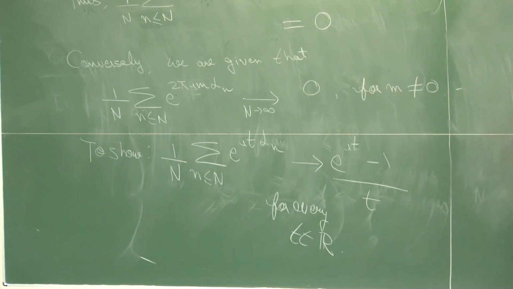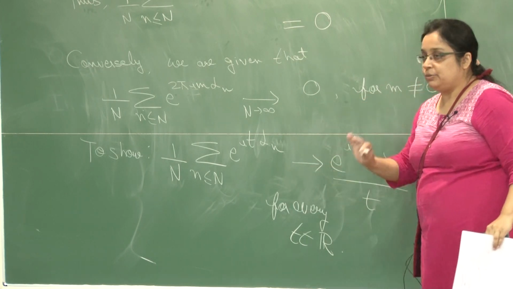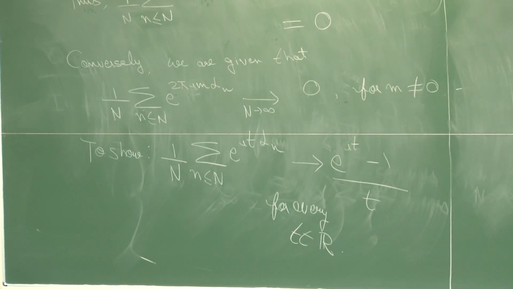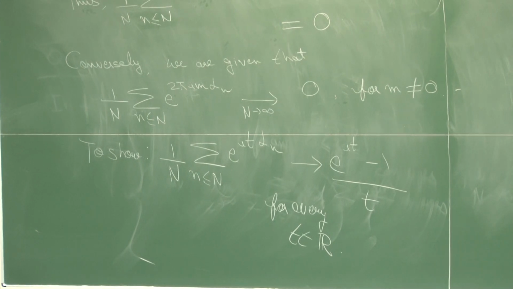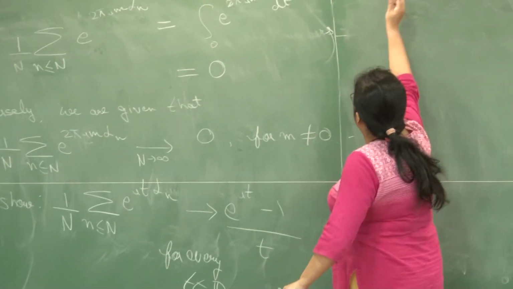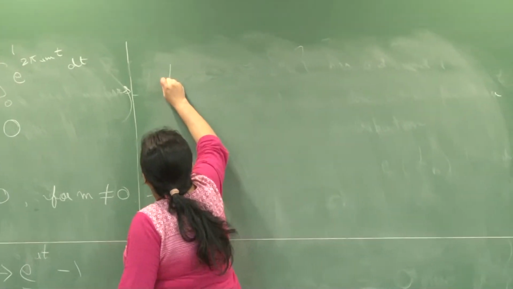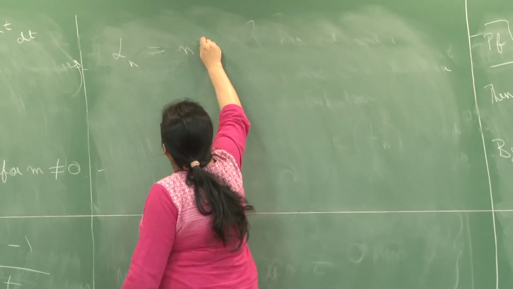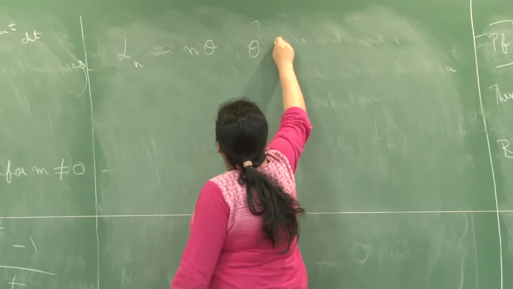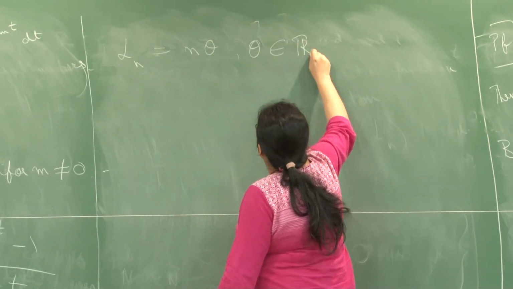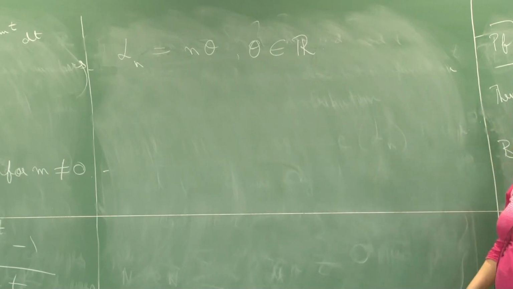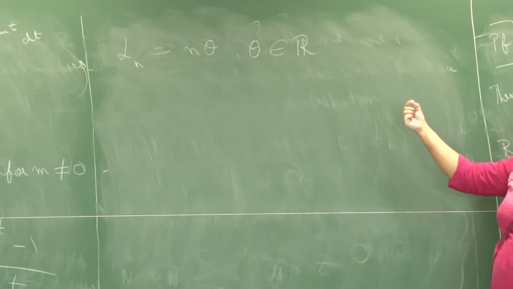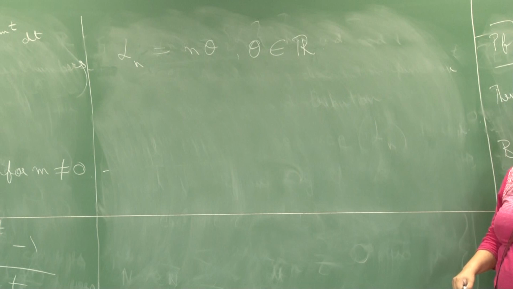This requires, by the way, going from here to here requires some amount of Fourier analysis. So, in particular, let us take alpha sub n to be equal to n times theta, where theta is some fixed real number. Okay. Now, if theta were a rational number, right.